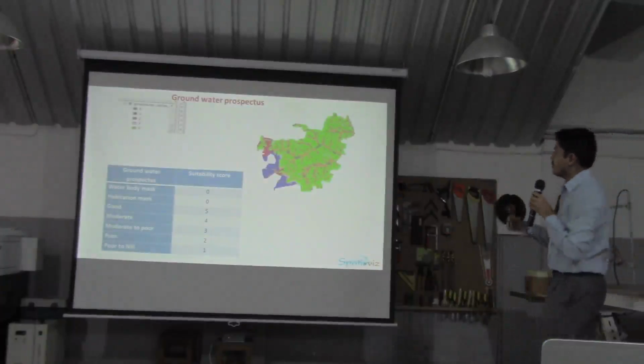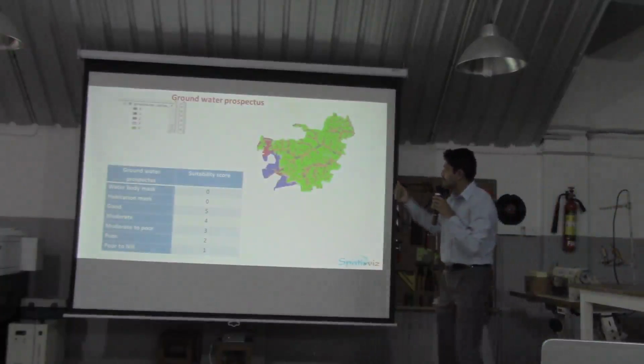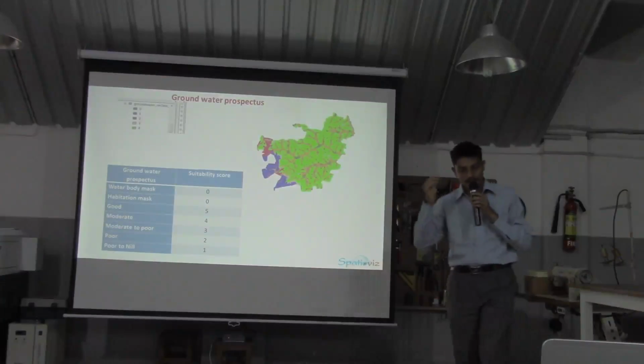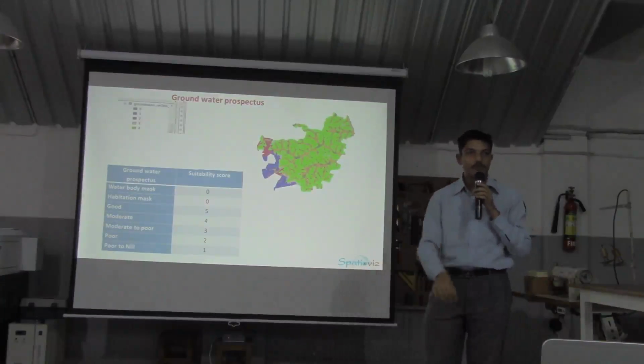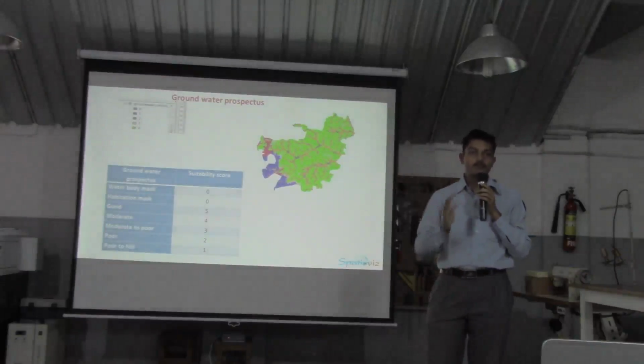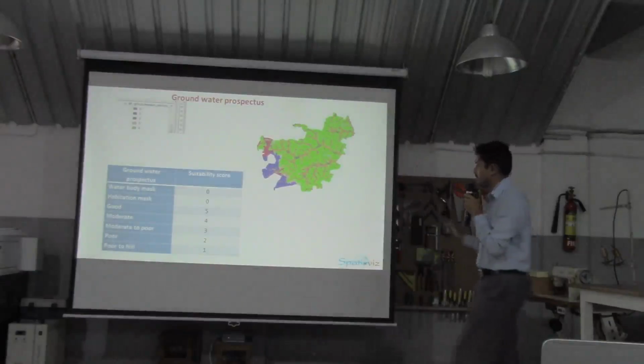Similarly, this is the data that we obtained from the Karnataka Remote Sensing Application Center. It is the groundwater prospects map that they have mapped. Although you are not going to get exact point data in terms of what is the groundwater quality at this particular place, it will still give you a fair idea of what is the general groundwater availability there.